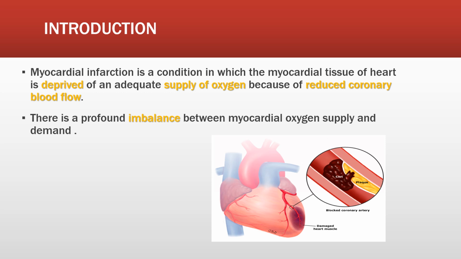What is a myocardial infarction? A myocardial infarction is a condition in which the myocardial tissue of the heart is deprived. What do you mean by deprived? By deprived, we mean that there is no sufficient, adequate supply of oxygen because of the reduced coronary blood flow. There is a profound imbalance between the myocardial oxygen supply and demand. So the oxygen supply is less, but the demand is quite high. So your myocardium is deficient and there is damage happening in the myocardium.